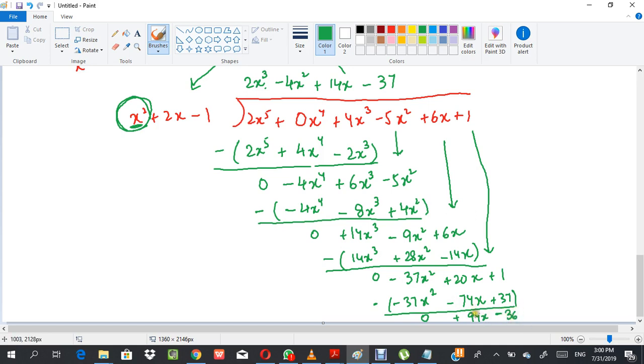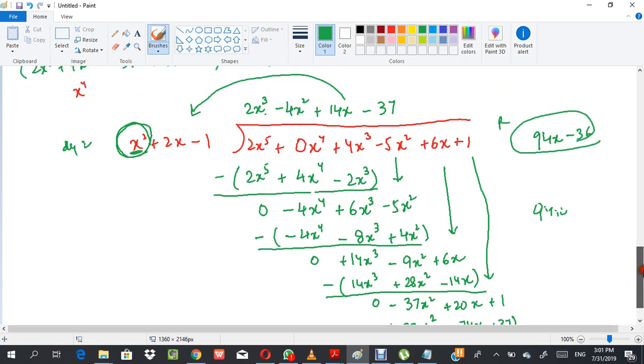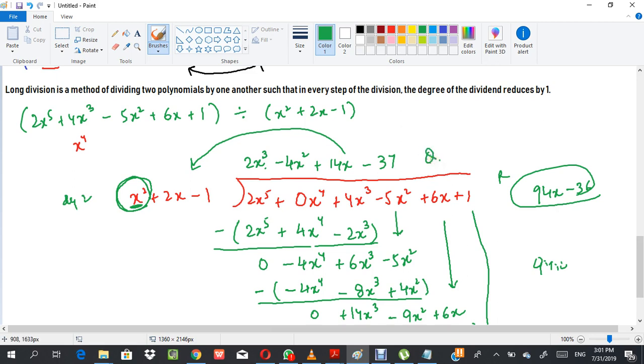We cannot divide any further. Why? Because now this has degree 1 and this has degree 2. So division cannot proceed. So 94x take away 36 is my remainder, and here is my quotient. I hope long division is also clear now.